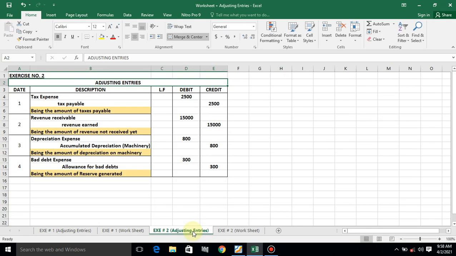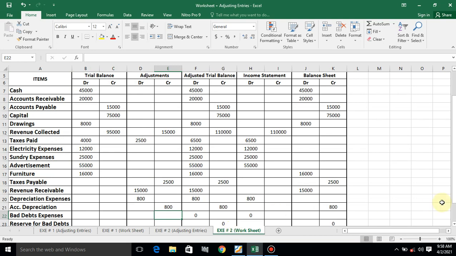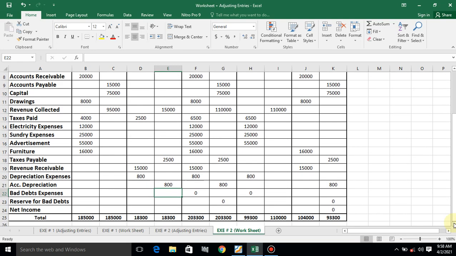Now what adjusting entry is left? Bad debt expense and allowance for bad debts. So bad debt expense is debit with 300 and allowance for bad debts is credit with 300. Both are given in the end, so that's why we'll write here bad debt expense is debit with 300 and allowance for bad debts is credit with 300.